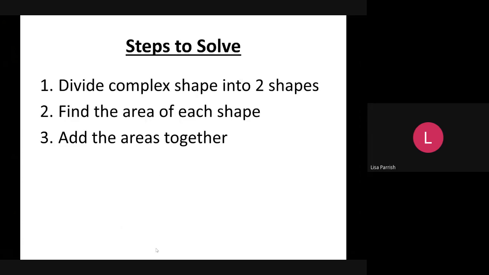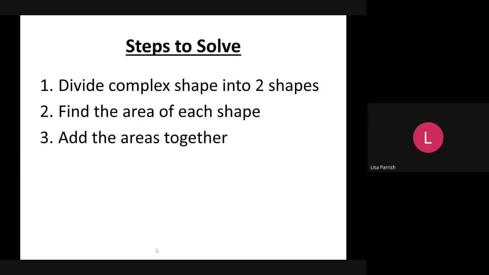This is very important that you write this in your notes. You definitely want to write the steps to solve these problems, because like I said, these are a little more complicated. If you have the steps, you can look back to make sure you're doing the correct things. So, 3 simple steps. Number one, you want to divide your complex shape into two shapes. Like I said, a complex shape is a shape that is made up of at least two polygons. All the ones we're doing today are only going to be two shapes put together. So divide that into two shapes.